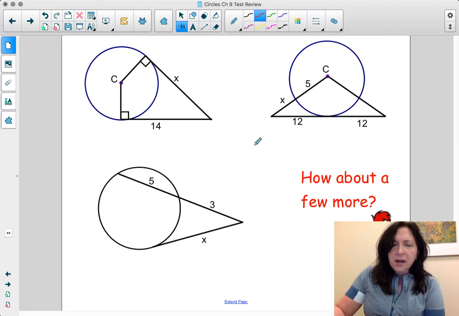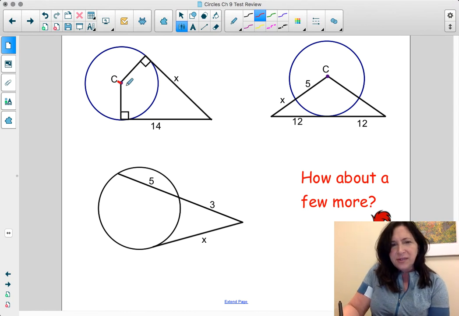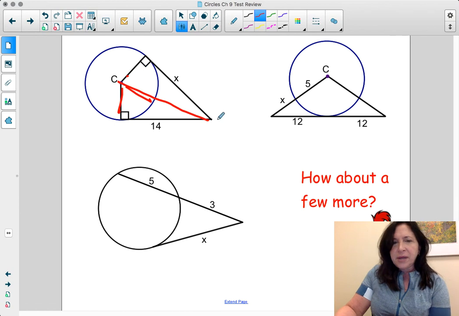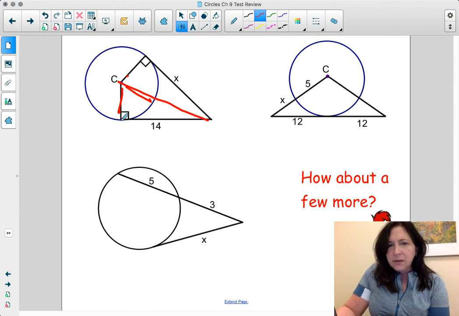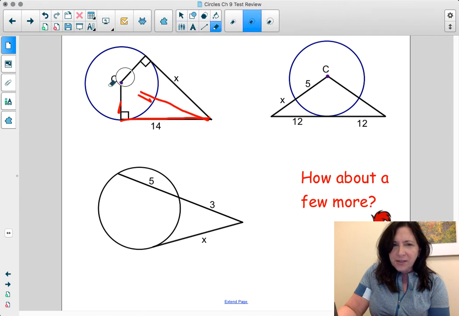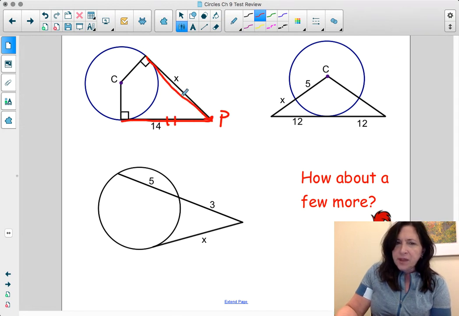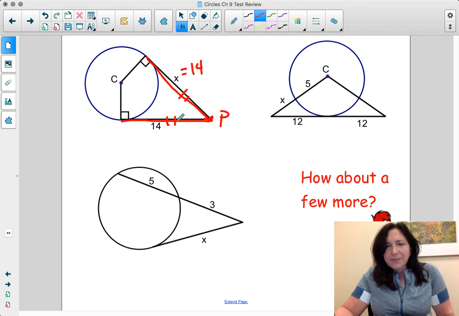A few more for this one. Now, this one, you think, oh, I'm going to do all these really crazy things. I'm going to do this, and then I'm going to have to do other stuff. But actually, the theorem states that this is our ice cream cone theorem, in case you forgot. This one states that if you have a point out here and you have two tangents that intersect in a point, those segments are congruent. So for this one, x is just equal to 14.